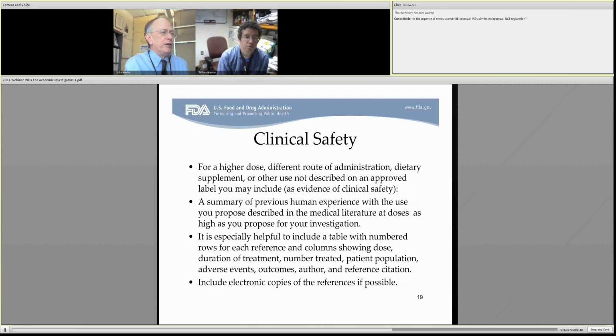Clinical safety. For a higher dose, different route of administration, dietary supplement, or other use not described on an approved label, you may include, as evidence of clinical safety, a summary of previous human experience with the use you propose, described in the medical literature at doses as high as you propose for your investigation.